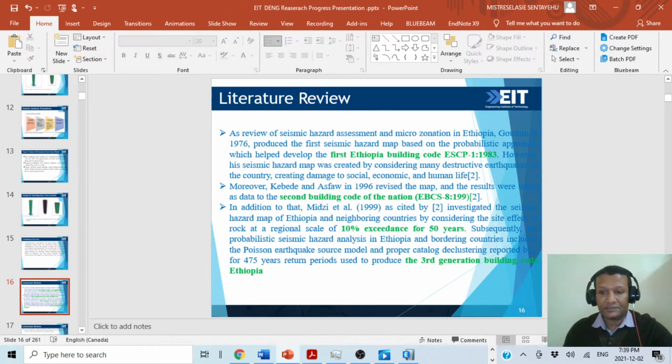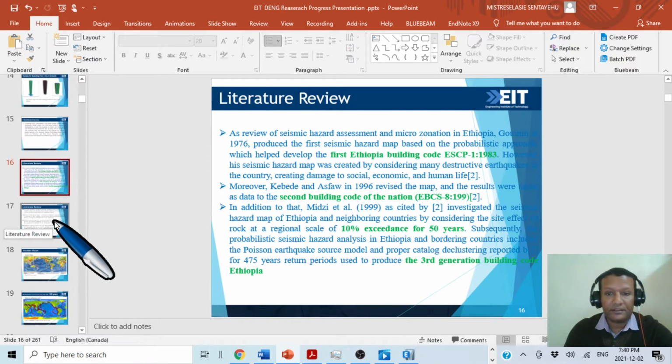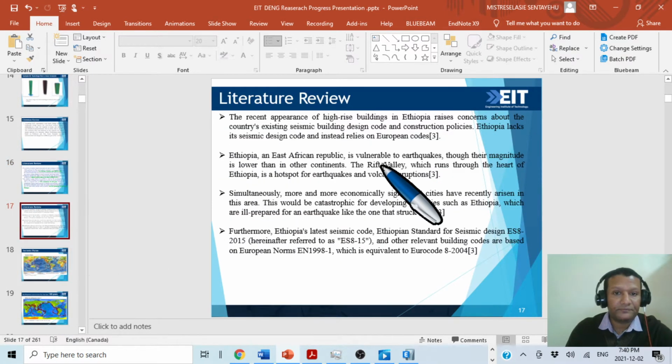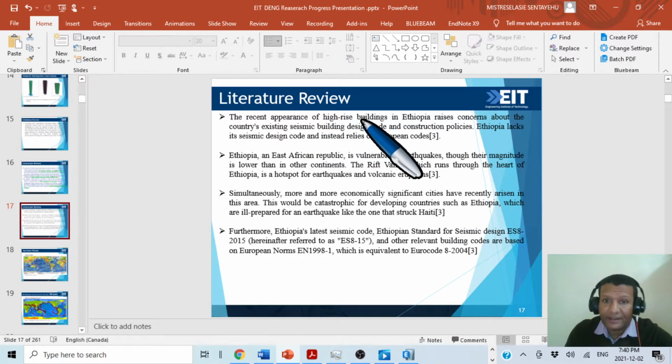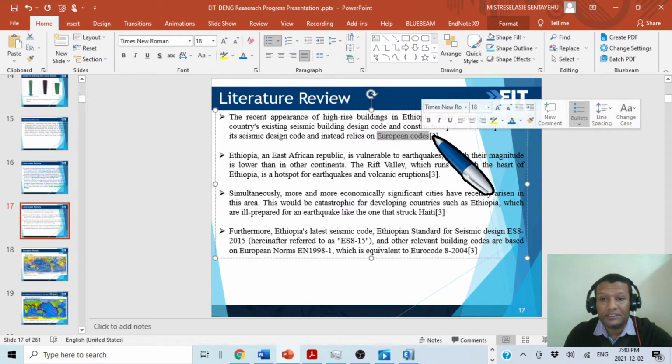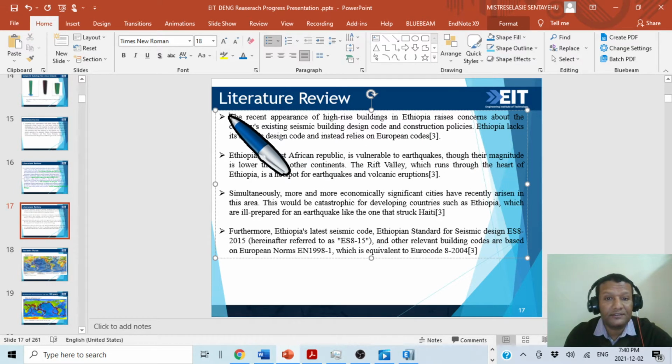Until now, the seismic map of Ethiopia should be revised, and a lot of research should be done. Literature review again. The recent appearance of high-rising buildings in Ethiopia raises concern about the country's existing seismic building code, design code, and construction policies. Ethiopia lacks its own seismic design code and instead relies on European code. As I told you, this researcher also finds out that we have a problem.